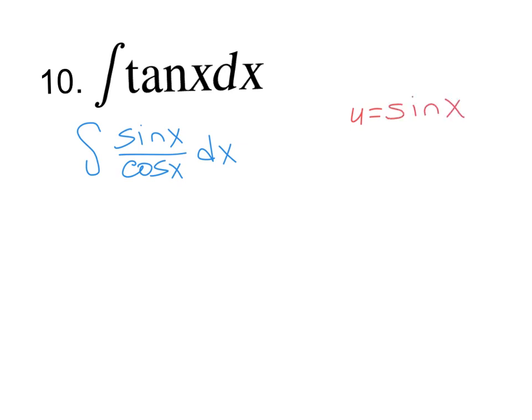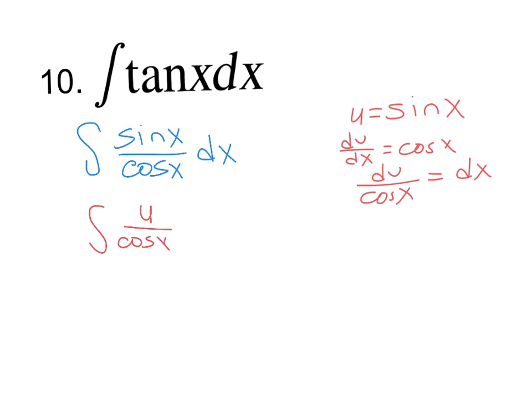All right, if you try to let u equal sine x, du dx equals cosine x. So then dx equals du over cosine x. So when I make that substitution, u over cosine, du over cosine, the cosines don't cancel, they multiply. You end up with cosine squared, and that's not helpful.